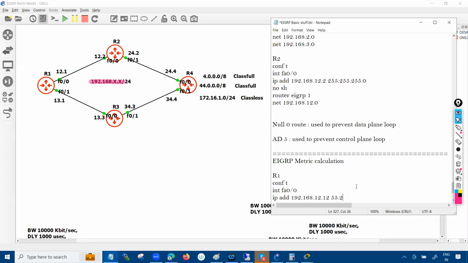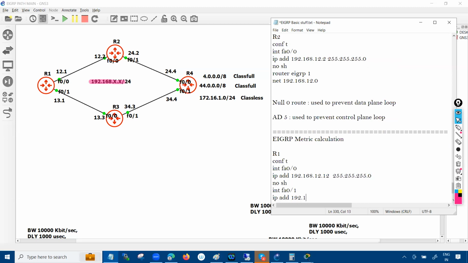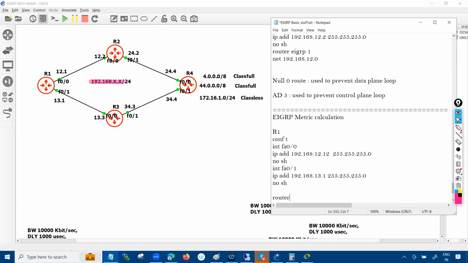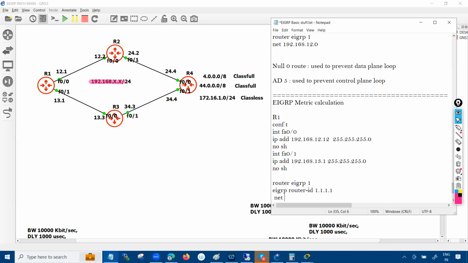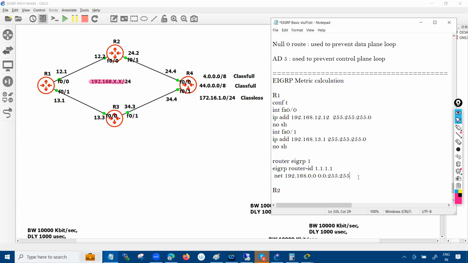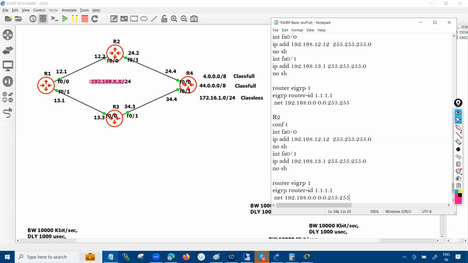We have a mask of 255.255.255.0/24. No shut. Interface 0/1 IP address will be 13.1/24. And I'm also going to configure EIGRP. So better to configure EIGRP. Configure the EIGRP router ID manually, and also the network 0.0.0.0. With a single command line, I can include both networks, right? The same way on router number 2. On router 2, we'll just copy this configuration, right? Only a few things we need to change.